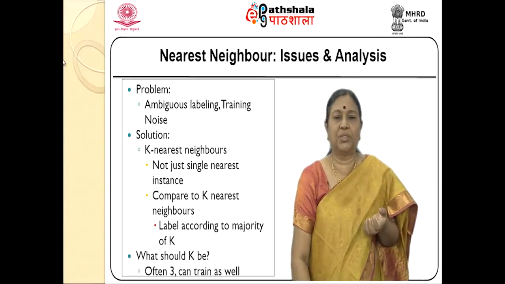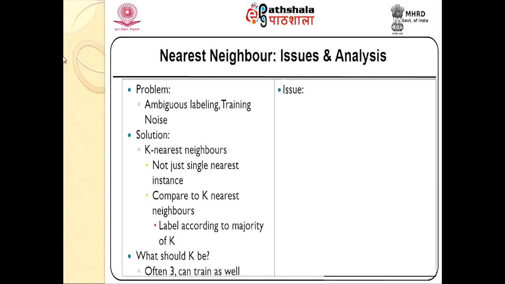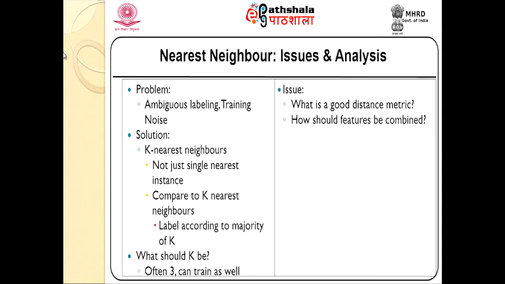Now, some other issues that we have is, what is a good distance metric? This is a question that we have already discussed. What is a good distance metric? How should the features be combined in order to build a good distance measure? Some strategies we have here: you can use a weighted Euclidean distance. What does this mean? Some features will be given more weight than other features. So, that is the weighted distance.